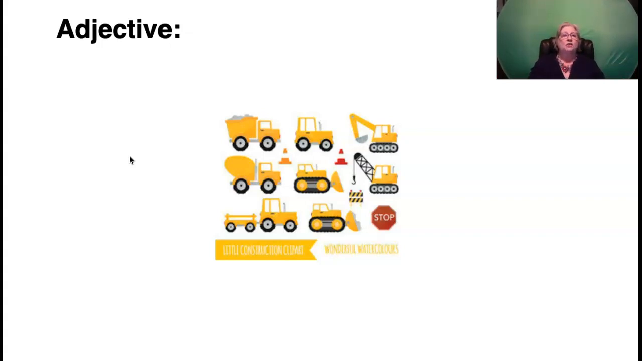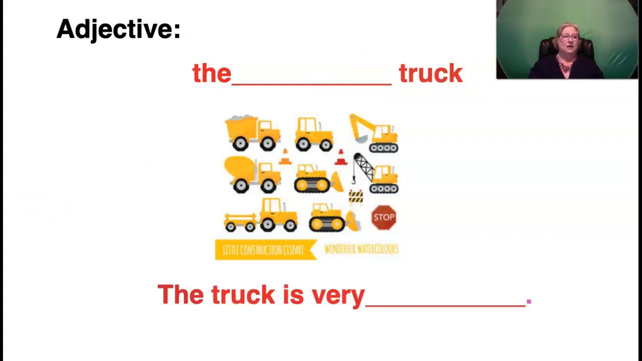Okay, so here's your frame for adjectives. Very simple: the blank truck. Any word that will fit into that frame is going to be an adjective. An adjective answers the question, what kind? Another frame is: the truck is very blank. Now a word that's an adjective will fit here and fit here.